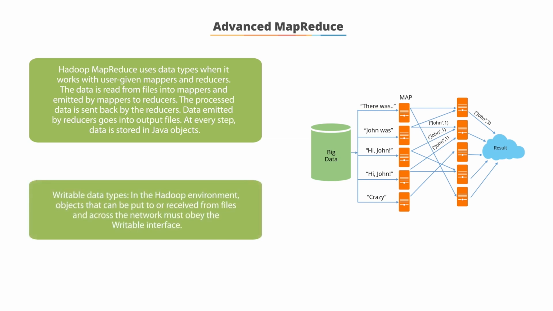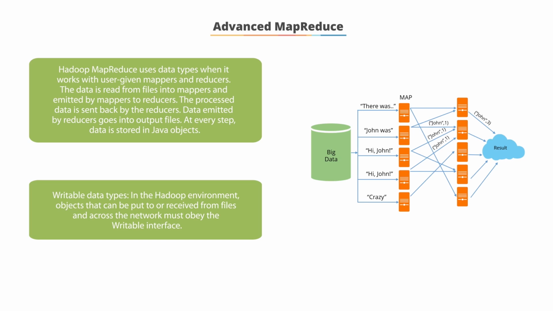Let's now understand the writable data types in Advanced MapReduce. In the Hadoop environment, all input and output objects across the network must obey the writable interface, which allows Hadoop to read and write data in a serialized form for transmission.